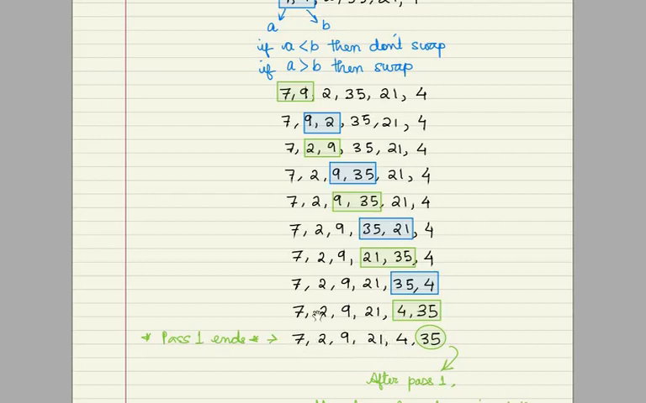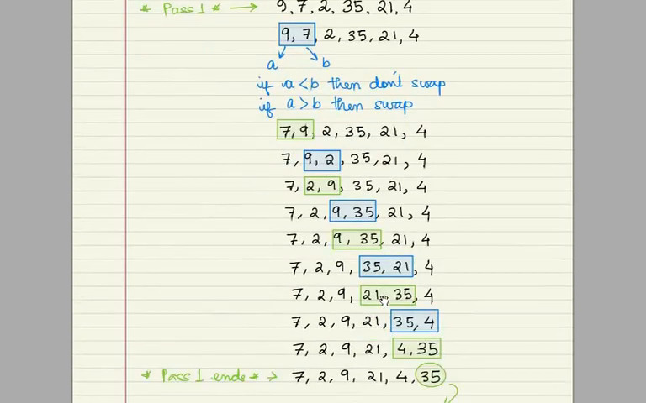Again we will go for the third round, where only, I won't say 7, 2, 9, 21, because you don't know which new elements will be there in these positions. But what I mean to say is, in the third round these 4 elements will be considered. In the fourth round these 3 elements will be considered, and in the fifth round these 2 elements will be considered, and so on. Finally we will have all the elements arranged.